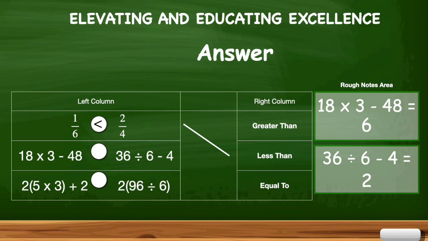So as you should know, 6 is greater than 2. Therefore, this is the symbol we'll draw. And again, a line going from the left side to the right side, hitting greater than.